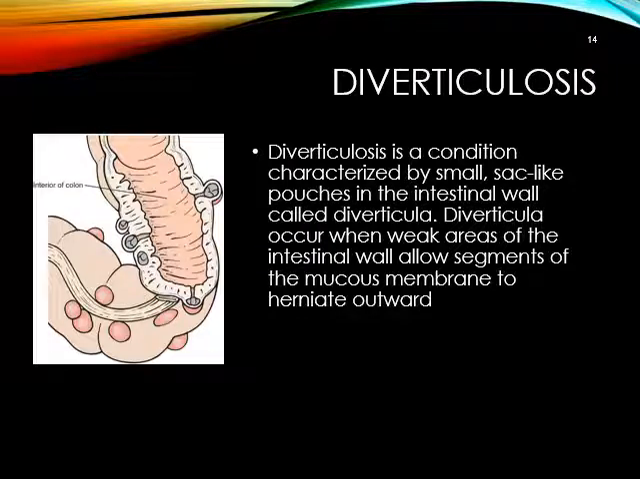Diverticulosis. Well, this is an interesting subject, one of my favorites. Diverticulosis is a condition characterized by small sac-like pouches. This picture is great. It shows you the little pouches called diverticula. Diverticula occur when weak areas of the intestinal wall allow segments of the mucous membrane to herniate outward, so they make little pouches. Well, where are they found?